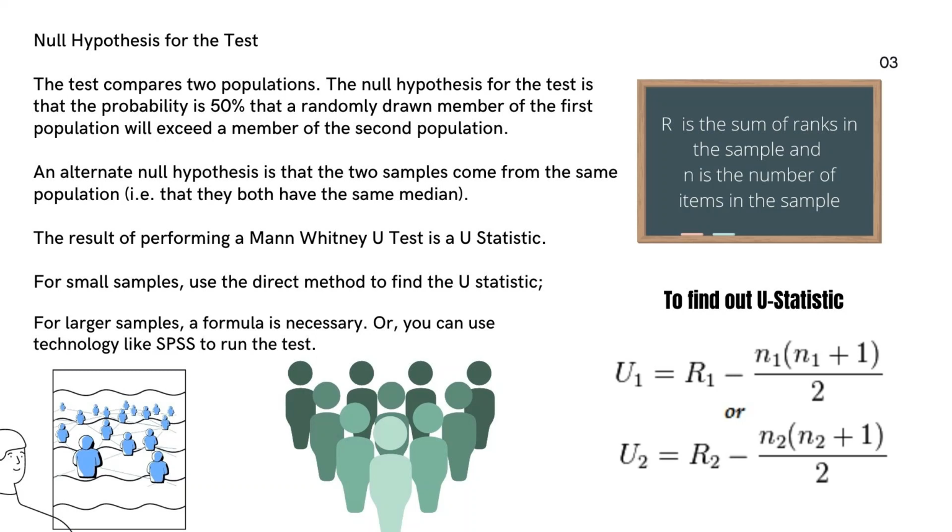To find the U statistic, use this formula: U1, that is for group 1, U1 equals R1 minus N1 into N1 plus 1 divided by 2. Here R stands for the sum of ranks in the sample and N stands for the number of items in the sample. Similarly, you will do for group 2, that is U2 equals R2 minus N2 into N2 plus 1 divided by 2. I will explain this with a problem. I'll solve the problem with this formula and then it will be more clear to you.